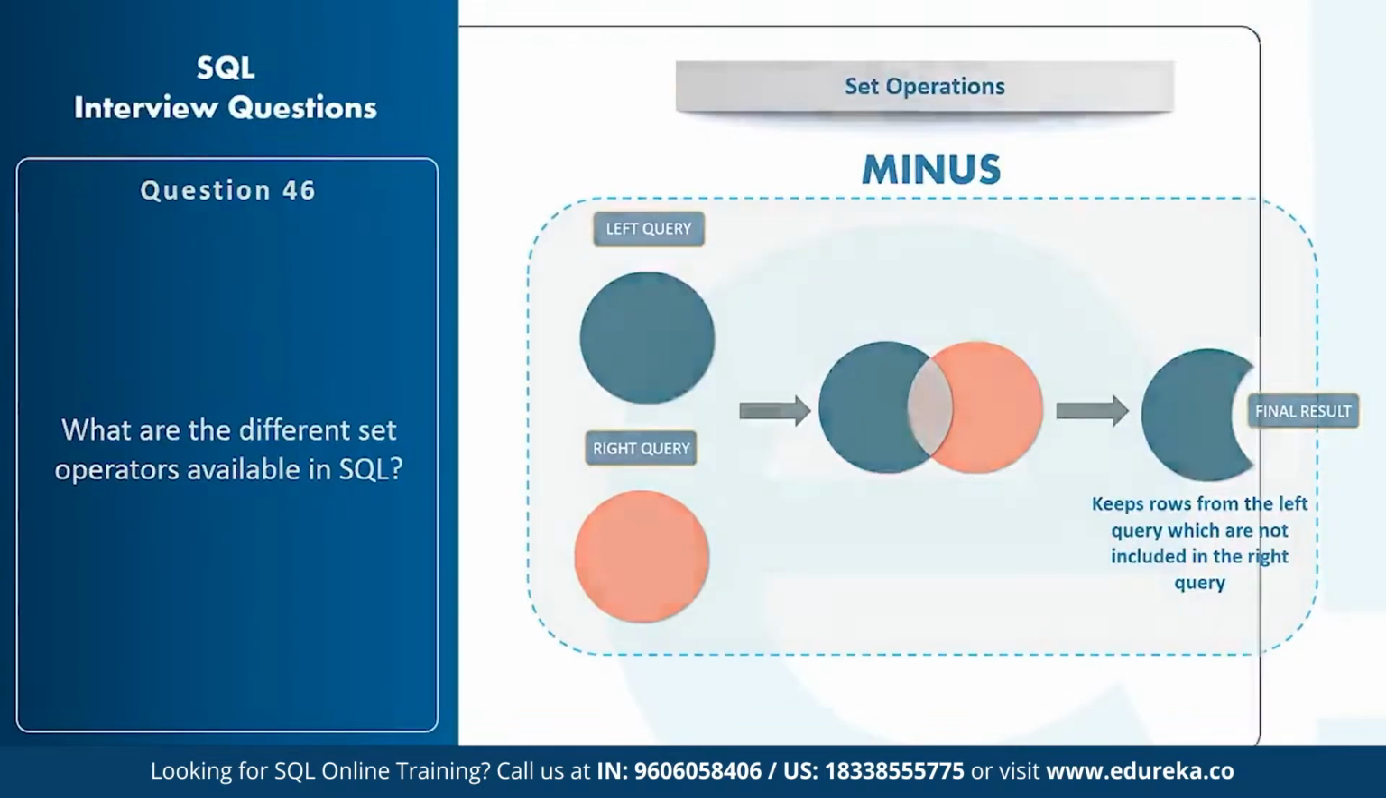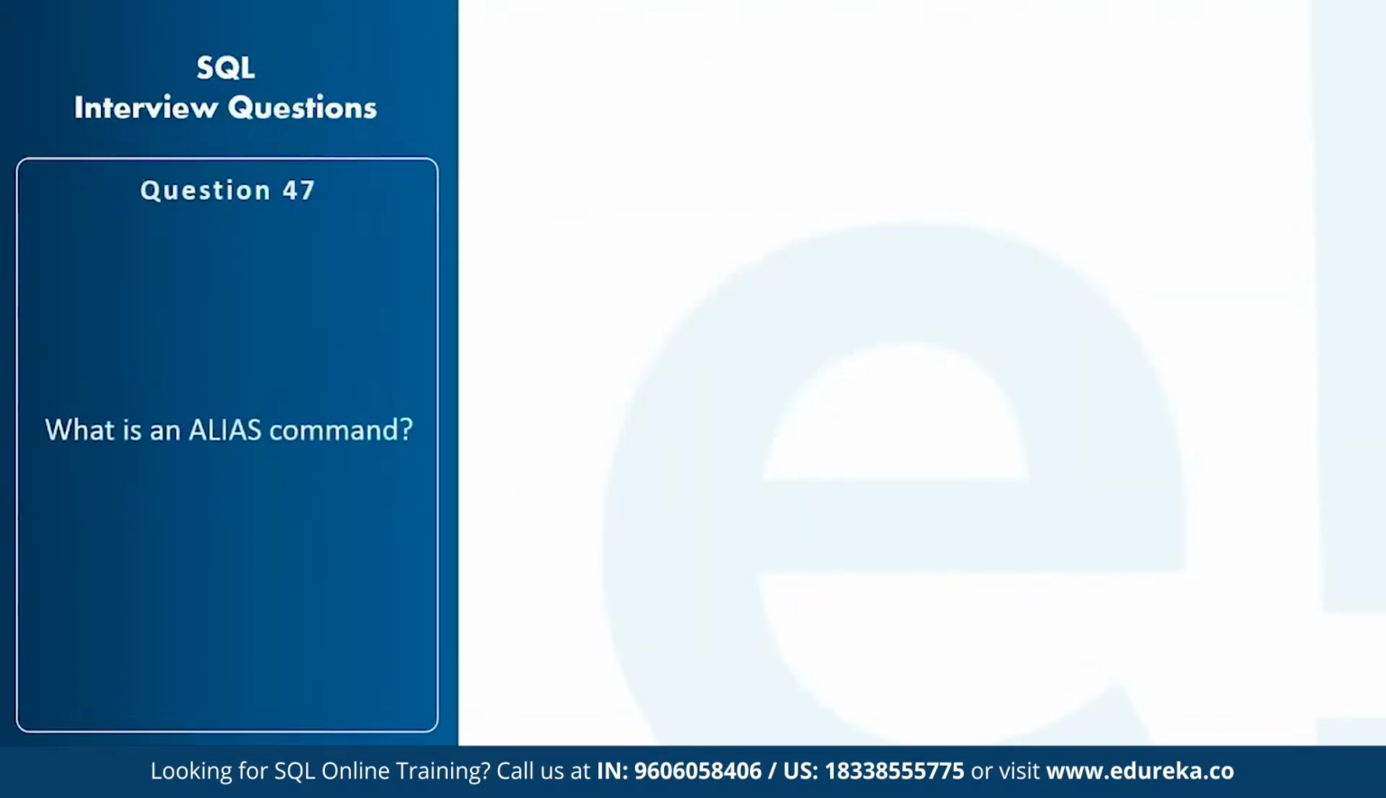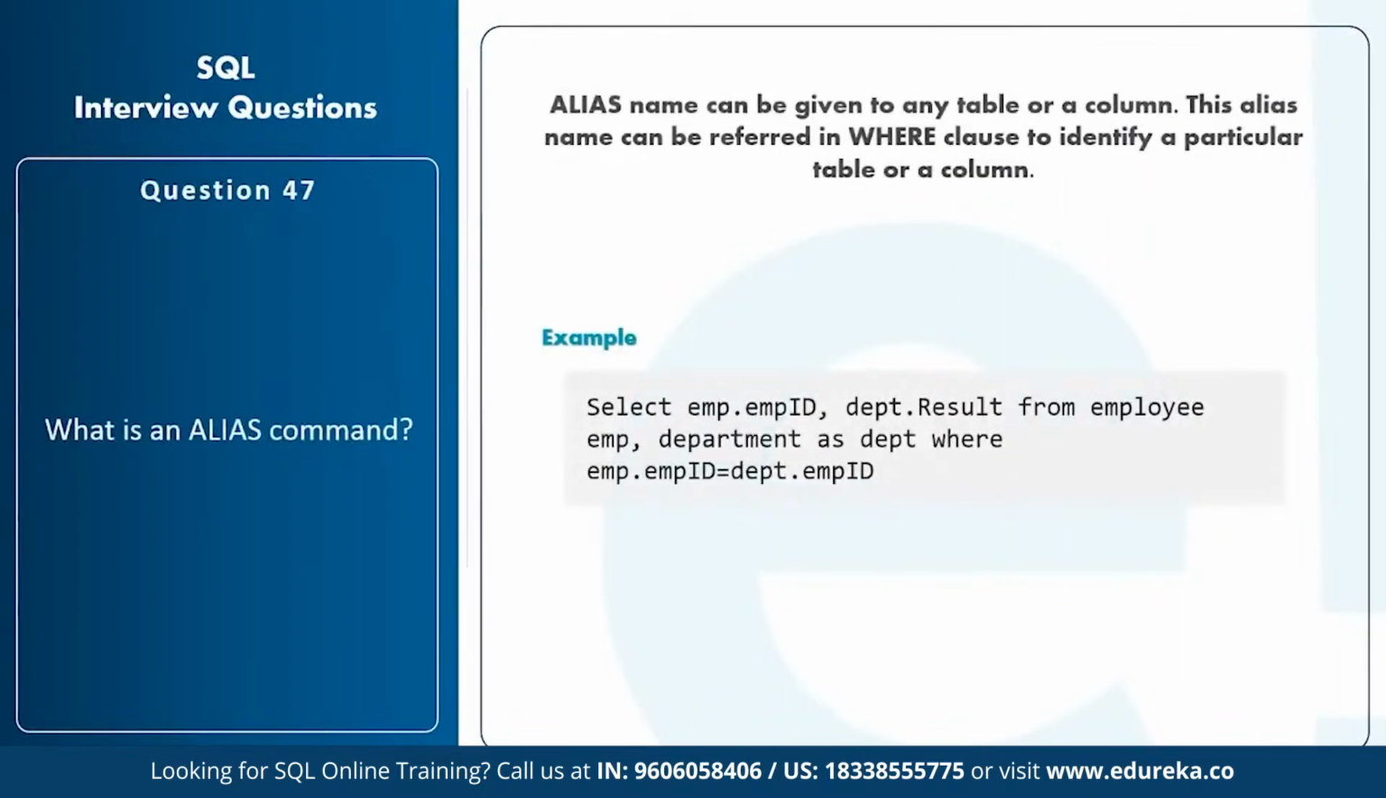Now let's move forward to our next question, that is, what is an alias command? An alias name can be given to any table or any column. This alias name can be referred to in the where clause to identify a particular table or a column. So that's basically an alias command.